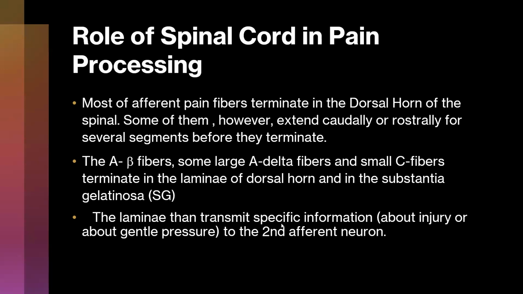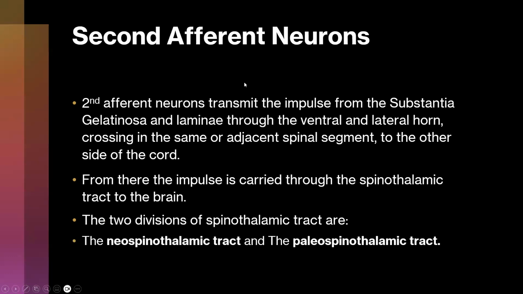The laminae then transmit specific information about injury or about gentle pressure to the second afferent neuron. Second afferent neurons transmit the impulse from the substantia gelatinosa and laminae through the ventral and lateral horn, crossing in the same or adjacent spinal segment to the other side of the cord. From there, the impulse is carried through the spinothalamic tract to the brain. The two divisions of the spinothalamic tract are the neospinothalamic tract and the paleospinothalamic tract.